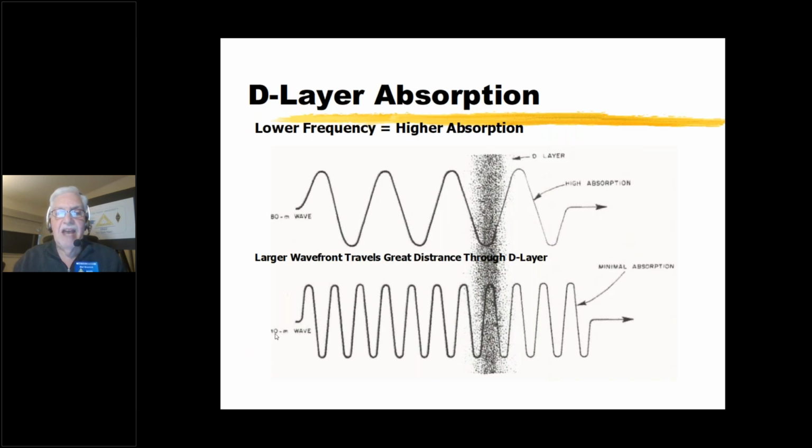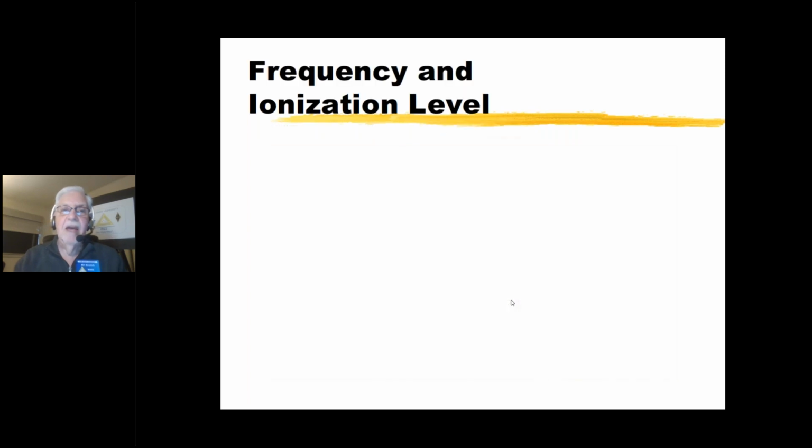Whereas on a 10-meter signal, where the wavelength is tighter, the signal goes into the D layer and can pass through it because it doesn't spend so much time in the D layer, and there's minimal absorption, and you can get signals through the D layer in the daytime. So in the daytime, the 80-meter wave gets absorbed by the D layer, and you don't get any skip, you don't get any propagation. You go on 10 meters, and the D layer doesn't pose much of a problem.